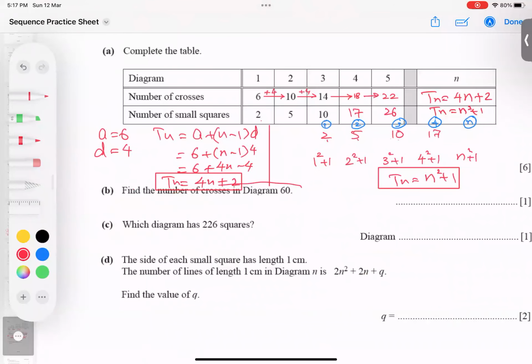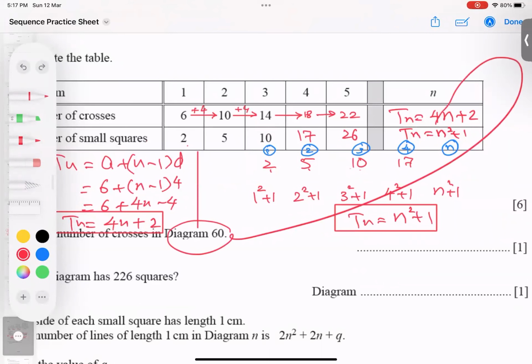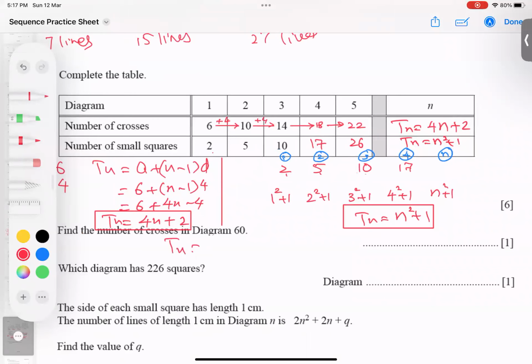Now diagram number 60, how many crosses? Because crosses are coming from here. So how many crosses for diagram number 60? I will use this formula, and I will plug in this 60 in the place of this n. And that's it. So I can say that Tn equals 4n plus 2. I replace every n by 60.